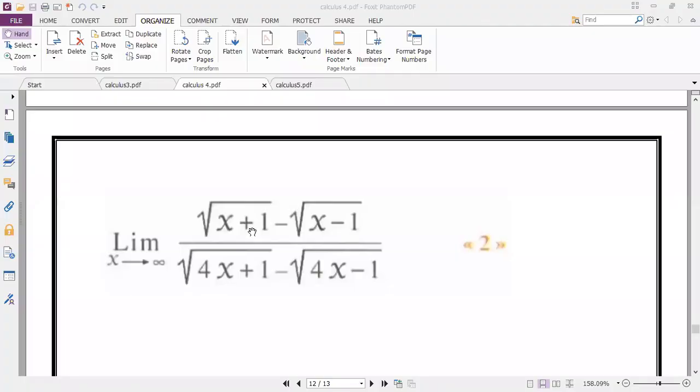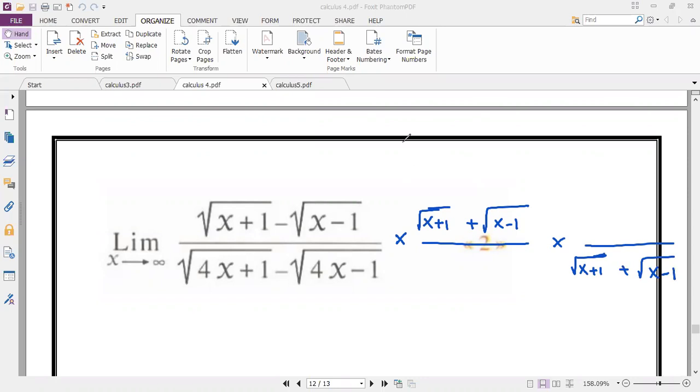And what is the idea of this question here? You will multiply by the conjugate of the denominator and the numerator. So you are going to multiply by, what is the conjugate of the numerator? It's the square root of x plus 1 plus the square root of x minus 1 at the top and at the bottom. X plus 1 here and plus the square root of x minus 1. And multiply by the conjugate of the denominator, which is the square root of 4x plus 1 and here plus the square root of 4x minus 1.